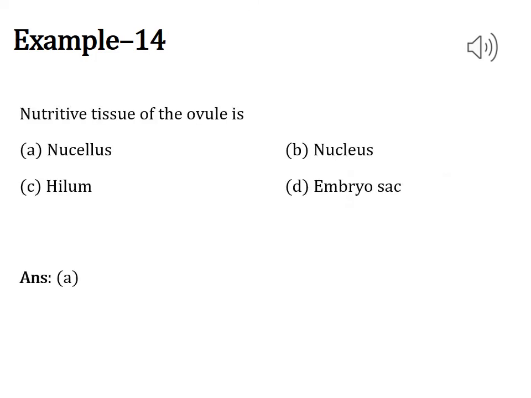14th example, the nutritive tissue of the ovule is. A, nucellus, B, nucleus, hilum, and embryo sac. Nucleus is the functional unit of a cell. Hilum is the scar region for the funicle, and embryo sac is the reproductive part at the centermost portion of an ovule, so it is involved only in fertilization or fusion. But the nucellus helps by supplying nutrition to the embryo sac development. So nucellus is the right answer. So option is A.